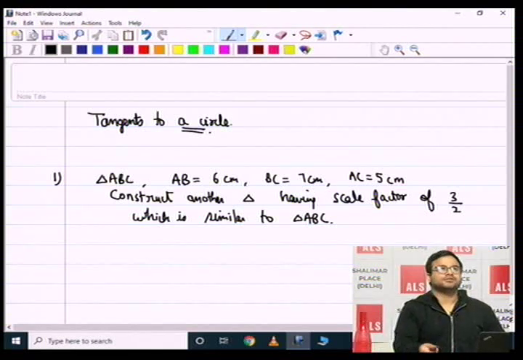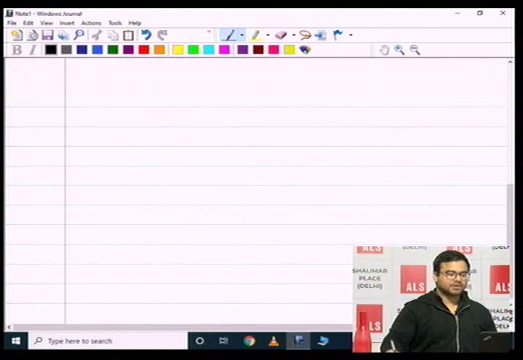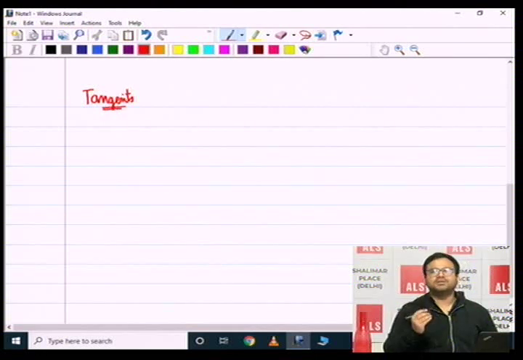Okay. So let's move ahead. As discussed, we have to start today with tangents to a circle. How can we draw tangents to a circle? First of all, let us see what we mean by tangent. As you all know, a tangent is a line which touches the circle at exactly one point.